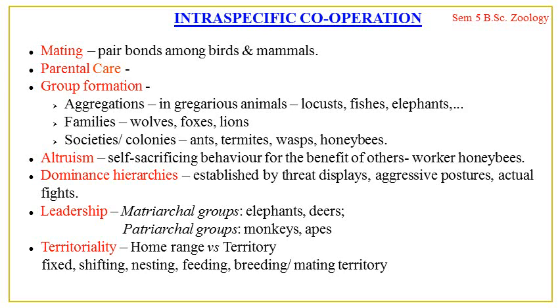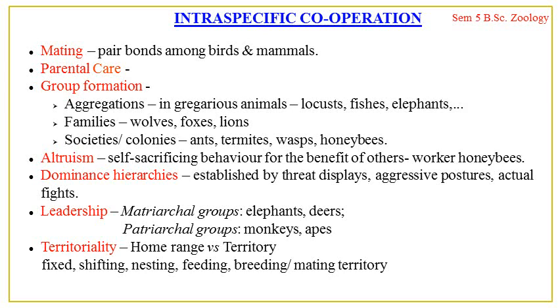The next one is territoriality. Here also you can see intraspecific interaction: home range and territory. Territory is an area which is defended by an individual. So it is fixed for an individual, and most of the time it remains inside there, right? But there's a larger area around, including the territory. The smallest area which is being defended by the organism is known as the territory. And the area around the territory is known as the home range.